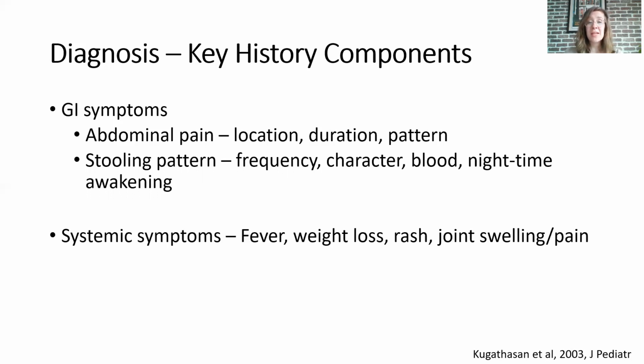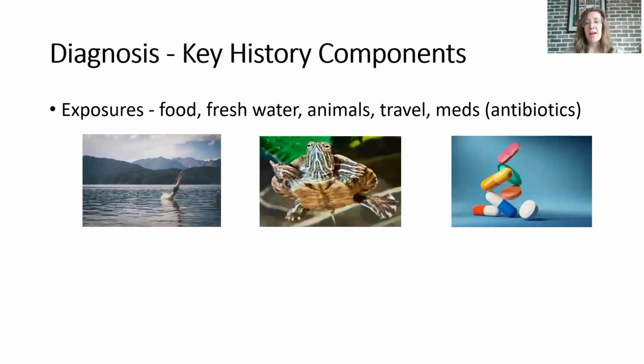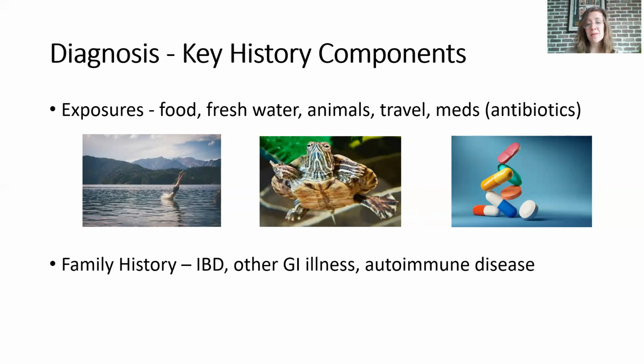Now, importantly, IBD can show up with non-GI symptoms as well. And so some highlights to focus on include any fevers, weight loss, rashes, or joint symptoms. You also want to ask about exposures. What have they been eating? Have they had any fresh water exposure? Any animal exposure, specifically reptiles? Any travel and any recent medications, especially antibiotics. And then finally, you want to ask about family history. Does anyone else in the family have inflammatory bowel disease, other GI illnesses, or other autoimmune diseases?